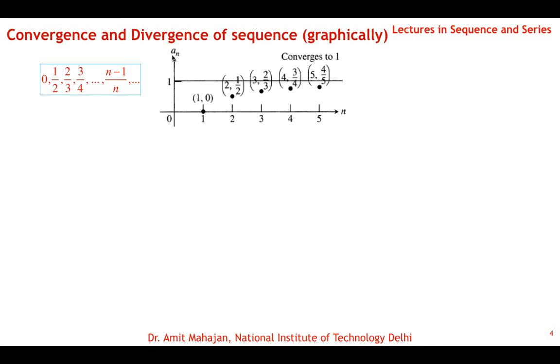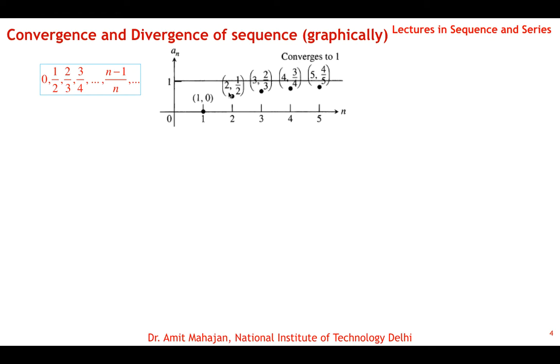Okay, so if you represent this on the xy plane, then the first element is here: when n is 1, the element is 0, so 1 comma 0, then 2 comma half, 3 comma 2 by 3, the fourth element 3 by 4, the fifth 4 by 5, and so on. Okay, so when n becomes large, it will go closer and closer to 1. Okay, but it will never cross 1. It will never go above 1.